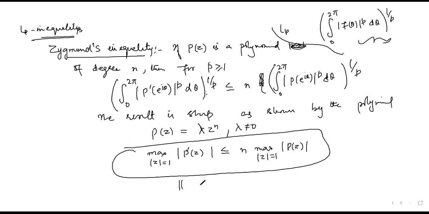तो मैं कह सकता हूँ कि norm of p dash, sup norm, is less than or equal to n times norm of p. और अगर मैं इस inequality को in terms of norm लिखूं, तो ये सिर्फ sup norm पर ही true नहीं है. Norm of p dash, जो p-th norm है, is also less than or equal to n times norm of p, जो p-th norm है. मतलब different norms में, सिर्फ sup norm पे ही नहीं, बल्कि pth norm पे भी ये inequality true है.